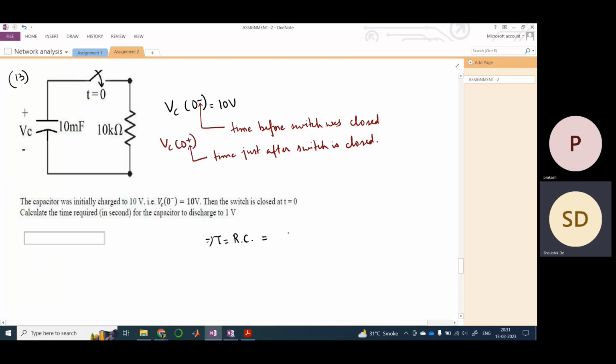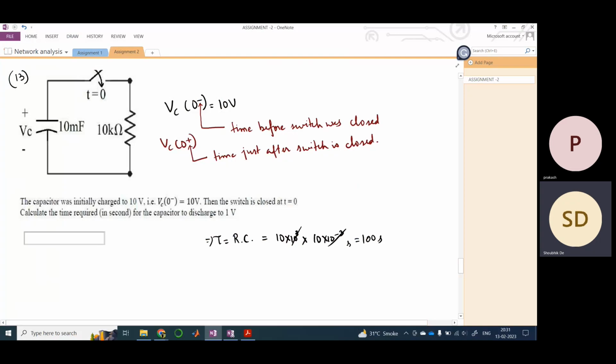So R is 10 kilo ohm, which means 10 into 10 to the power 3, and C is 10 millifarad, right? 10 into 10 to the power minus 3. So the 10 to the power 3 and 10 to the power minus 3 get cancelled, and obviously the unit is second. Since this is time, this is 100 seconds. The time constant is 100 seconds, right?